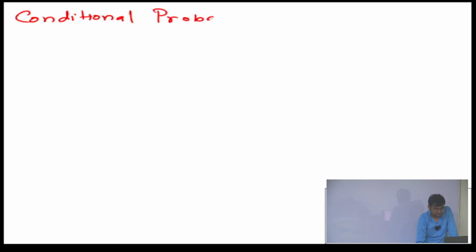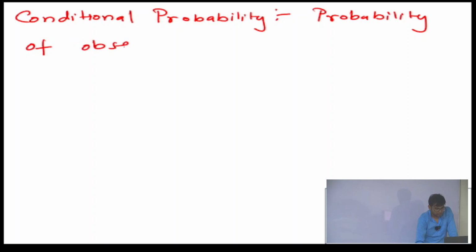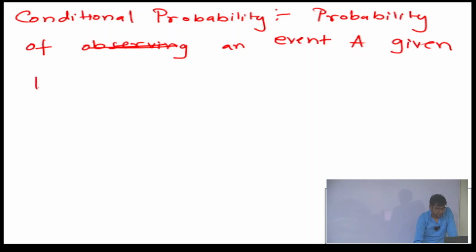probability of observing, or probability of an event, let us say an event A, given B has already occurred. Okay.